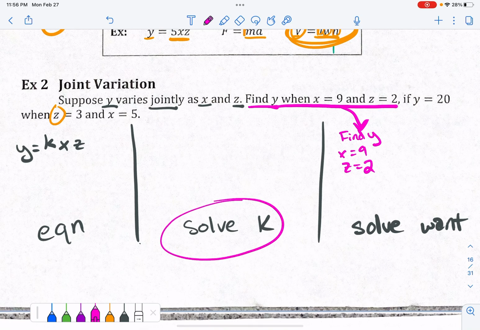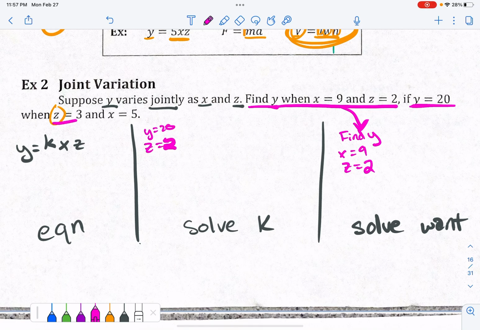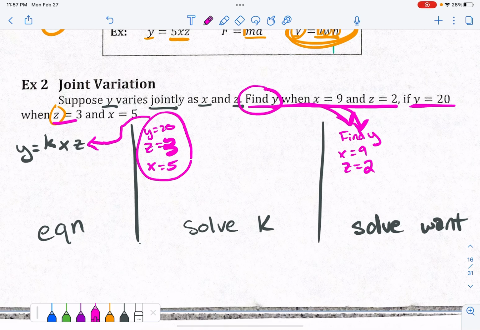It says if y is 20, so I'm going to say y equals 20 when z equals 3 and x equals 5. I'm going to use this information to plug in here and solve for k. That's what I have to do first, okay? So they're kind of giving me everything backwards. I'm finding y, I know that's what I want to find, so I have to put that in my 3rd step. They're giving the information to me backwards, okay?